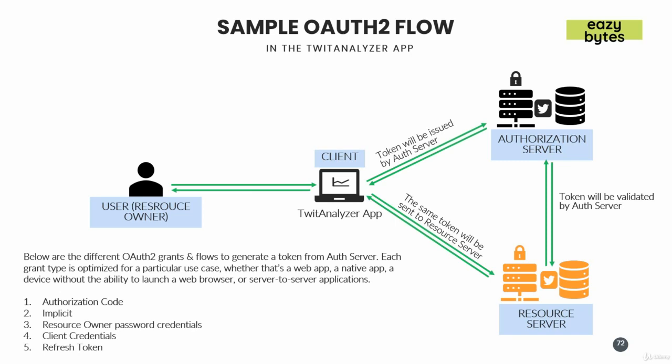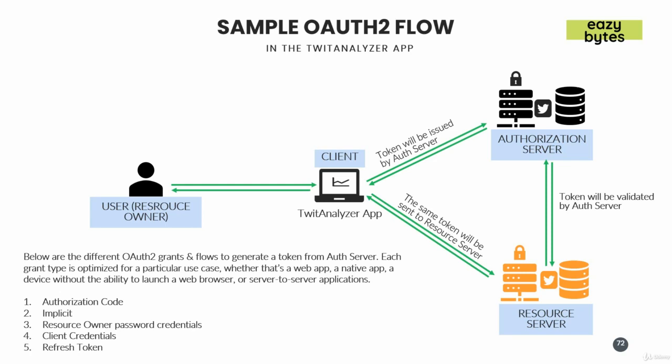So once the client receives the token, the same token the tweet analyzer app, which is the client here, will send to the resource server of Twitter to get the resources like my tweets, retweets, how many likes I received, comments, all those resources from the resource server. So in this flow, the resource server will validate whether the token issued by the auth server is valid or not by connecting with the auth server. And we can see the different ways to establish a connection between the auth server and resource server in the coming lectures. But for now, let's assume that every time you send a token to the resource server, it will connect to the auth server to validate it.